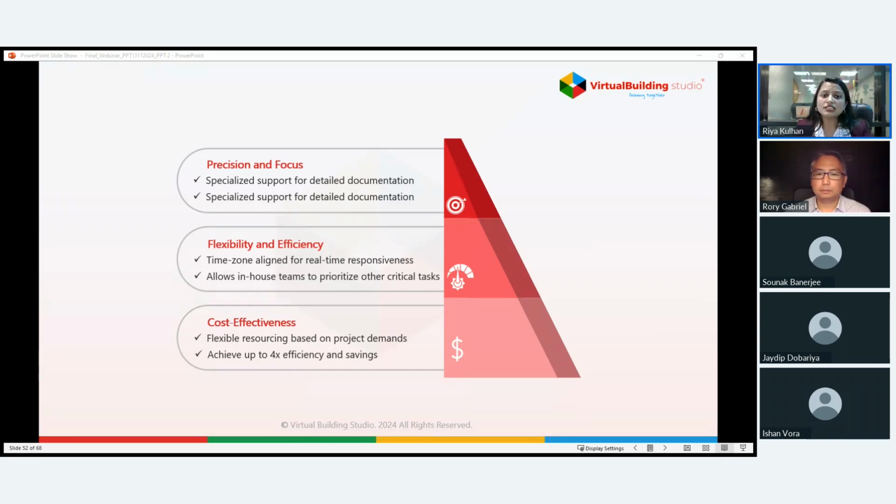So third is cost effectiveness. Cost effectiveness is a key advantage of this model by bringing the specialized expertise only as needed. So you gain the flexibility to scale your resources up or down based on your project demands. So this approach not only maximizes savings, but it also helps you maintain high standards without stretching your budget. So some teams have reported up to 4 times their typical costs by integrating dedicated architects who can handle their permit set efficiently.